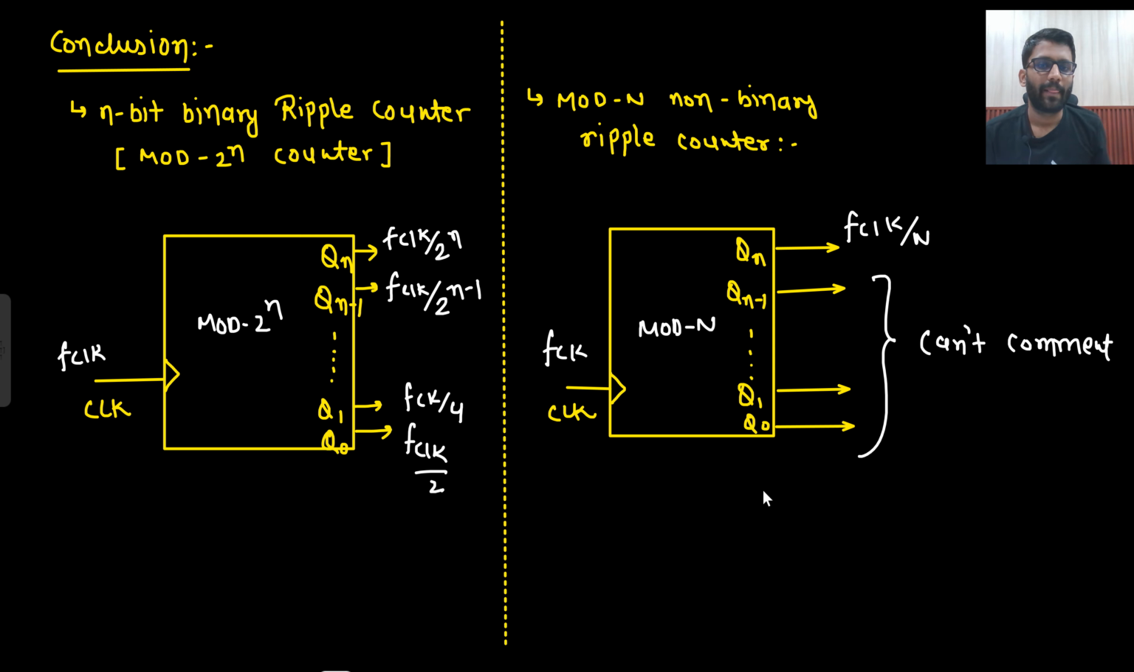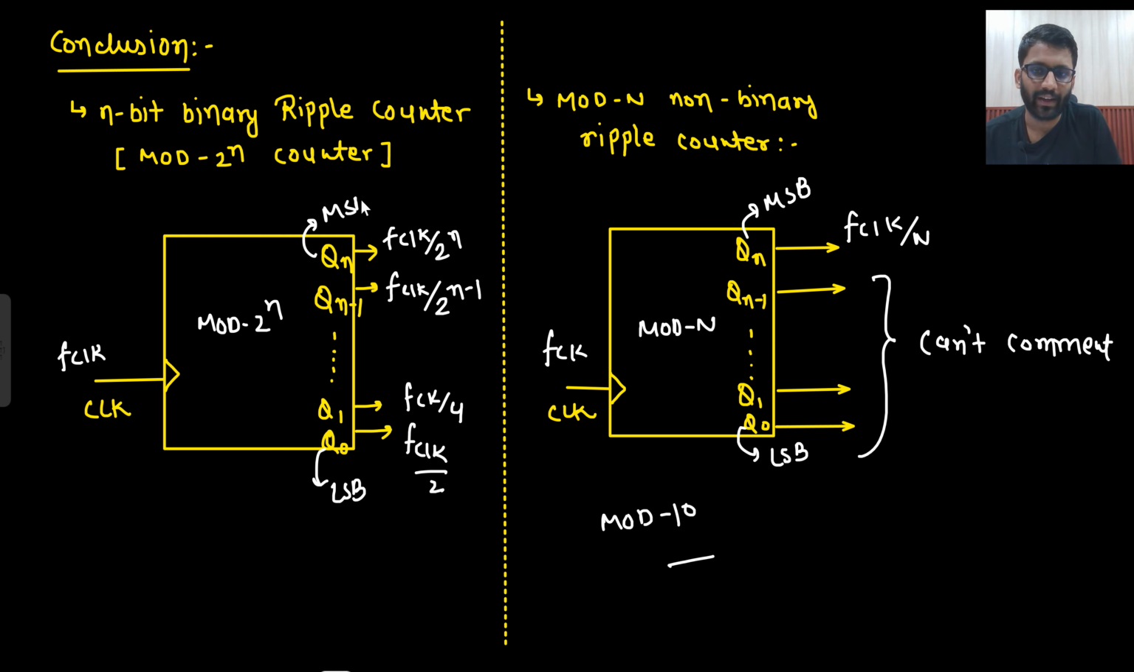So if I say I have designed a mode 10 counter using 4 flip-flops, this is your MSB, and this is certainly your LSB, where the parent clock is there. If I ask you, I have designed a mode 10 counter, what will be the frequency of my MSB count? That will be f clock by 10.